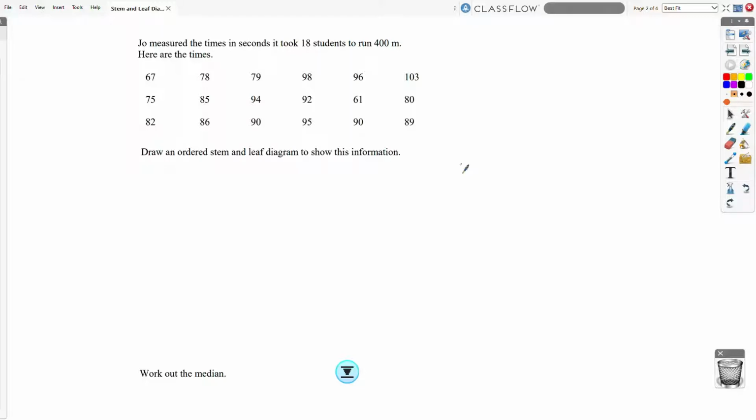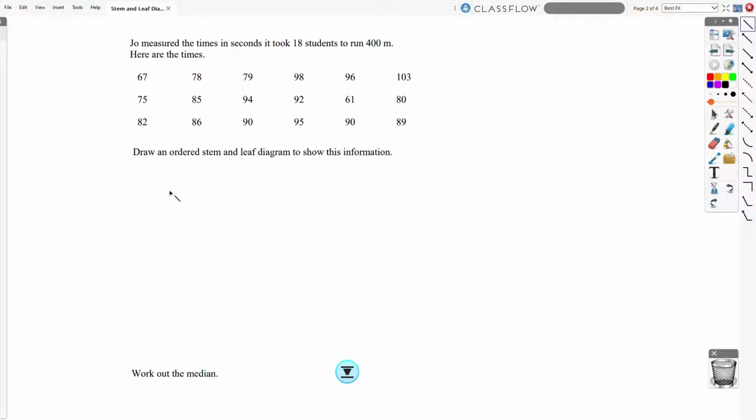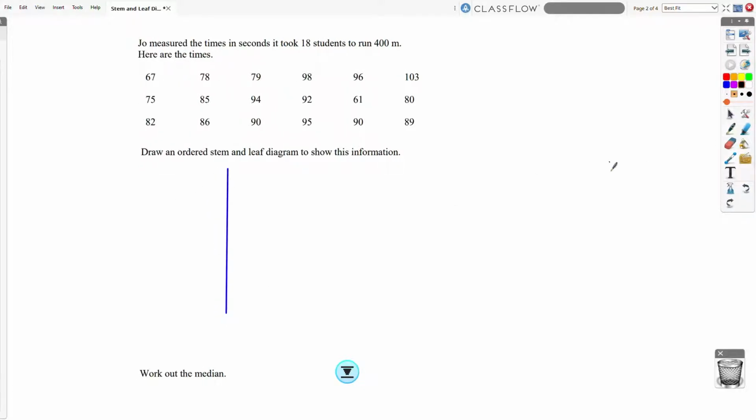So the way stem and leaf diagrams work, similar to a group frequency table, you separate all your values into groups, generally in tens, and you show a key explaining what the diagram is showing. So let's make a line here and start. Our lowest value goes down to the 60s. So we start with a 6 here, then we'll have 7, 8, 9, and then 10 for the hundreds.